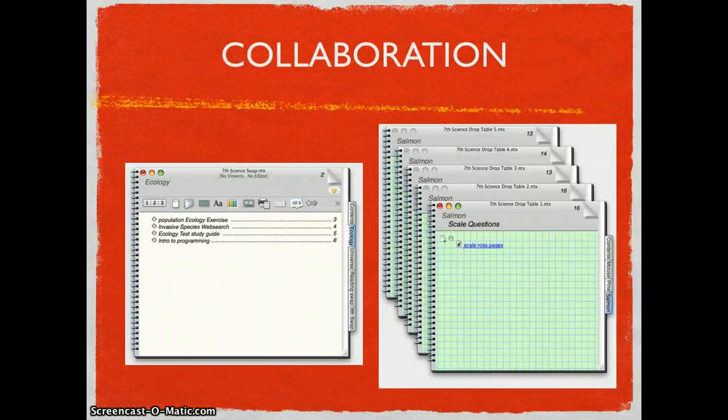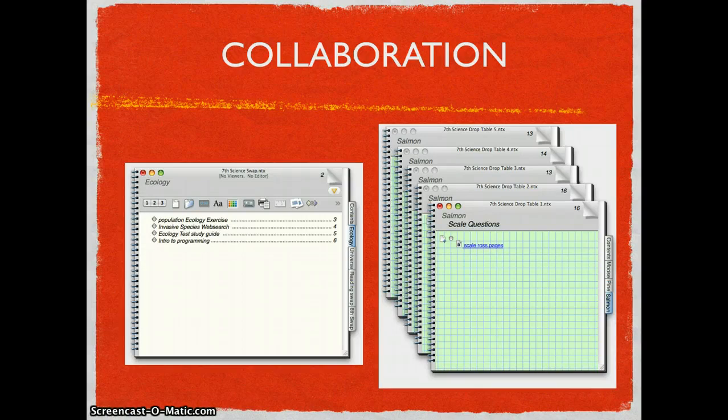One of the ways that I use the notebook is to collaborate. I have two different types of notebooks. I have a 7th Science swap, which is where I hold all my documents or worksheets that need to be completed. Students simply log on to this and download the documents onto their computer.